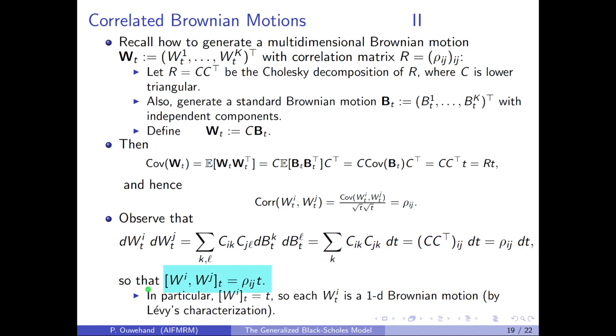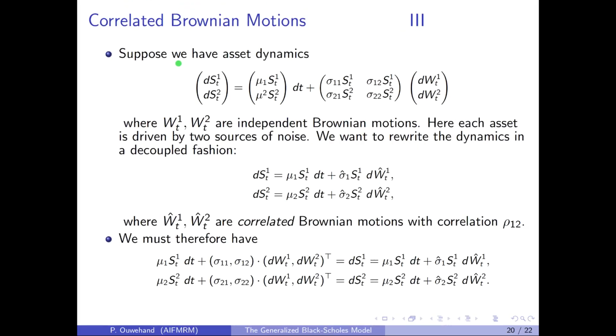This means that the quadratic covariation of Wi with Wj is rho ij times t. In particular, if i is equal to j, then the quadratic variation of Wi is just equal to t, because rho ii is equal to 1. Since Wi is clearly a continuous martingale and has quadratic variation equal to t, each Wi is a one-dimensional Brownian motion, as required by Levy's characterization of Brownian motion.